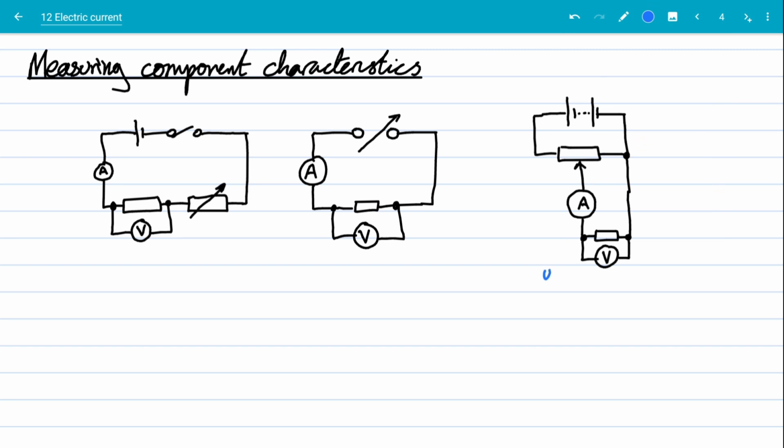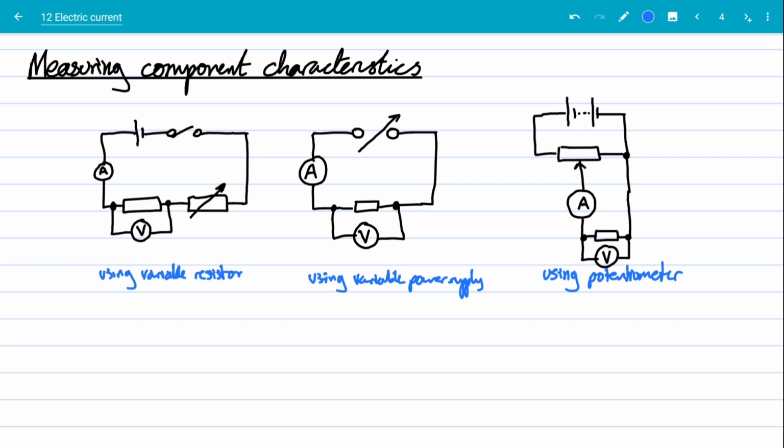Let me just write that down. Using potentiometer, using variable power supply, and using variable resistor. The one in the middle and the one on the right are the best ones.